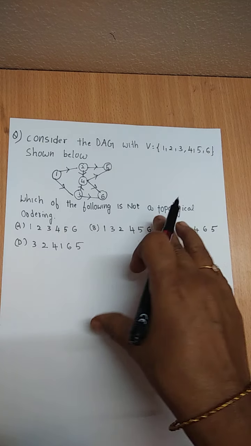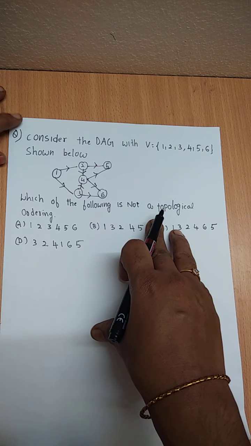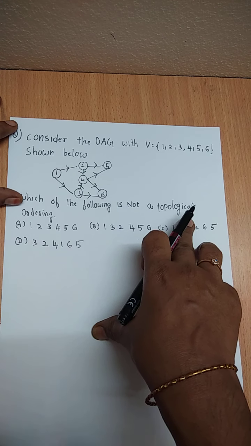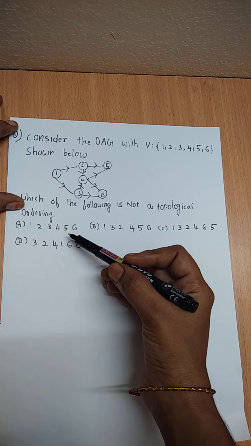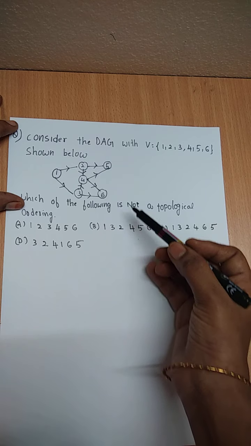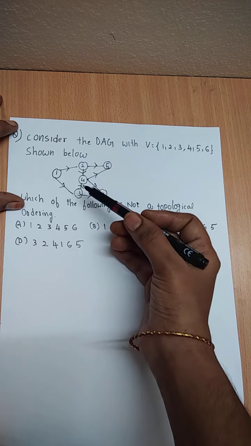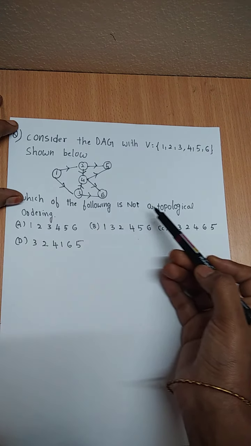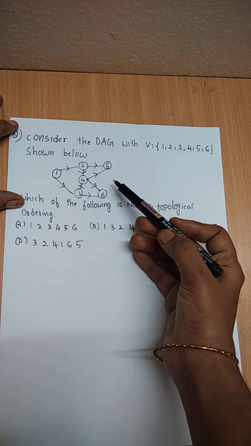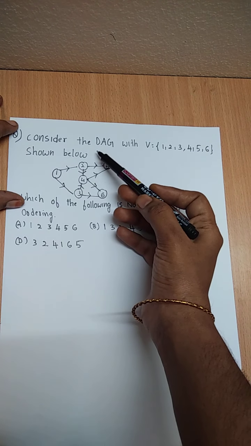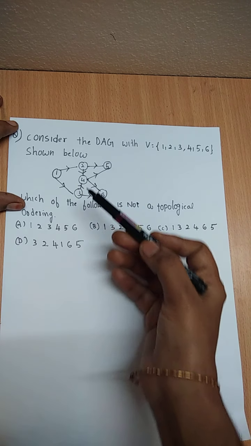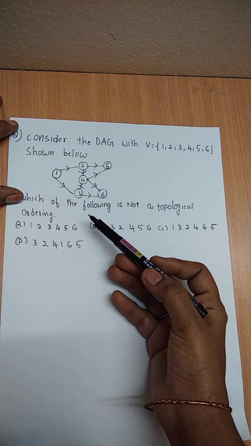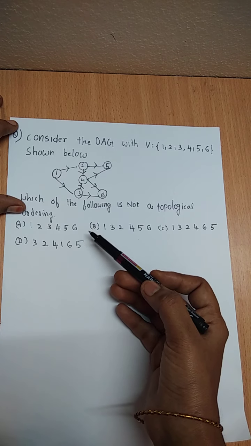For this purpose, first you have to know what a topological ordering is. Topological ordering is an ordering of the vertices of a graph which is directed and acyclic. If you want to write the topological ordering for the vertices of a particular graph, that graph should be directed and acyclic. A directed acyclic graph may contain more than one topological ordering.